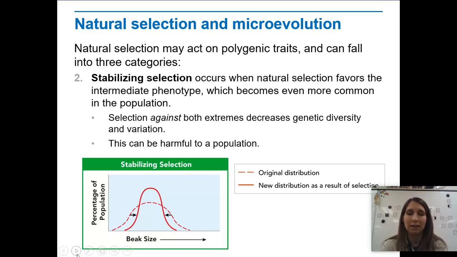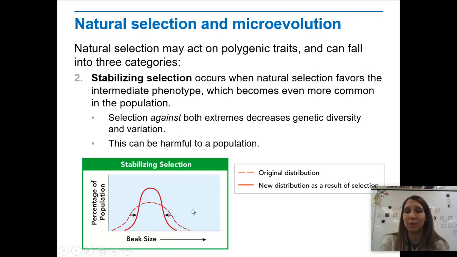So what we mean by that is instead of having Darwin's finches on the Galapagos Islands with a wide variety of beak sizes, with very small and very large, these guys continue to be selected for in that environment if the environment doesn't change. And so the peak here gets higher. More individuals have that average size beak.